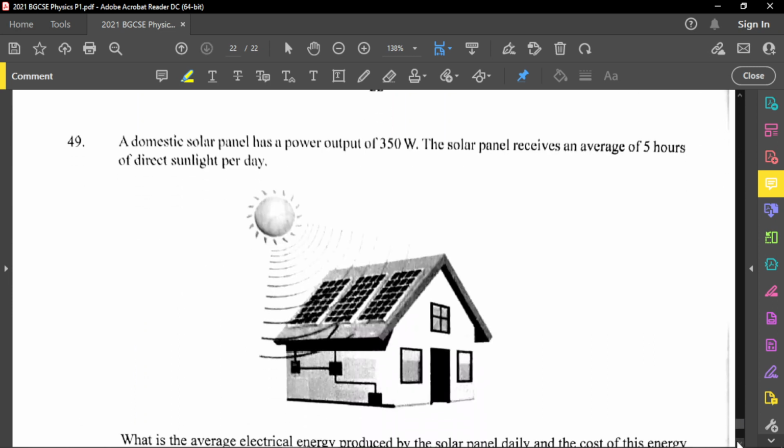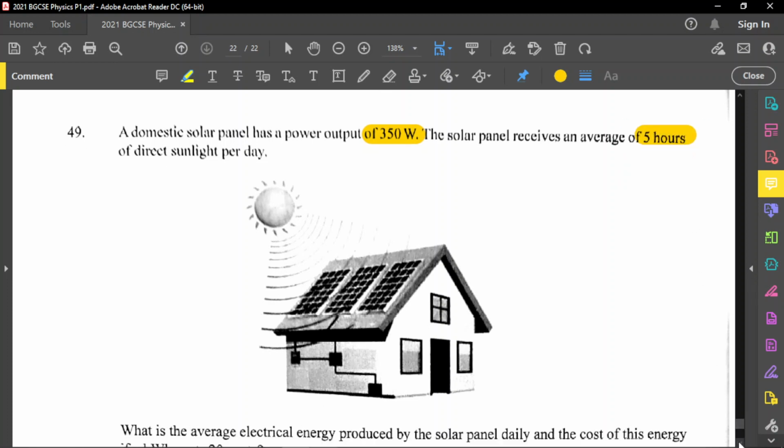One more question to go after this. It said a domestic solar panel has a power output of 350 watt. The solar panel receives an average of 5 hours of direct sunlight per day, right? So the power output here is 350 watts, and our time is 5 hours. All right, so let's quickly see what the question asks us to do.